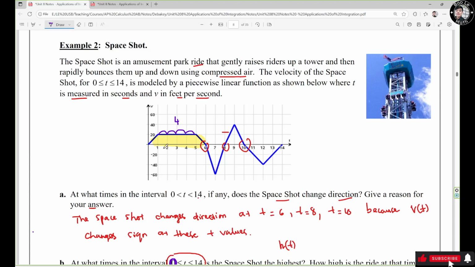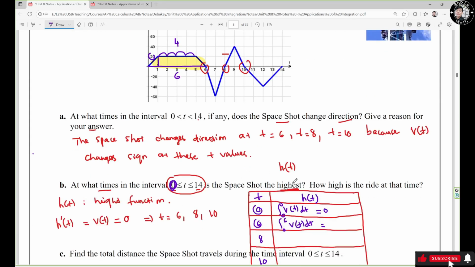Base 2 is going to be 6, right? From here to here. And the height right here should be 20, right? Remember, be careful. So we have base 1 plus base 2, 4 plus 6, times the height 20, divided by 2, right? So it's going to be 100, right?